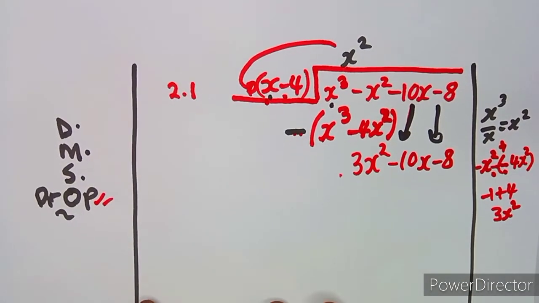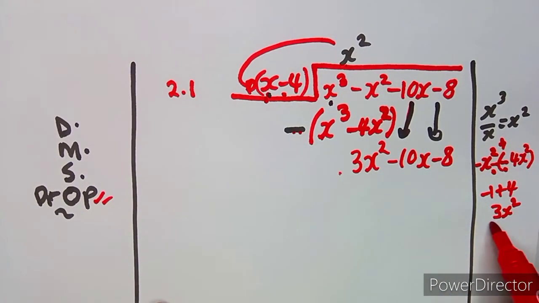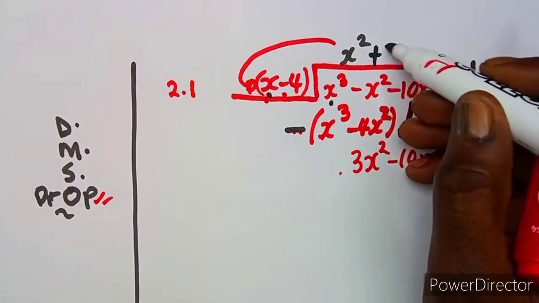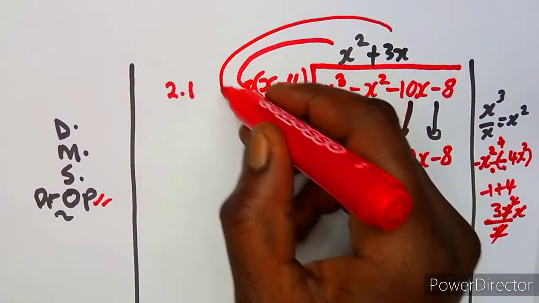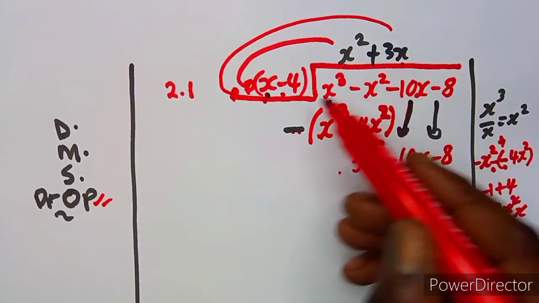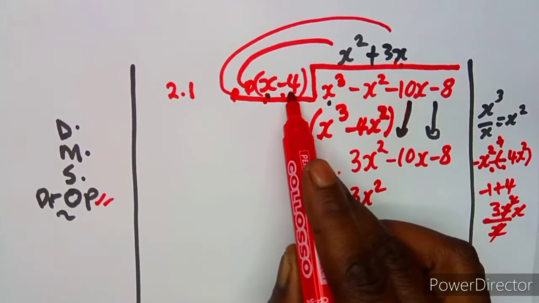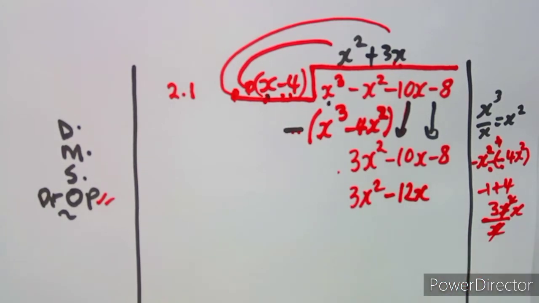We do the same. We repeat the stages. 3x squared divide by x. So it's 3x squared, this one, divide by x. So as we can see, x into x squared, you're going to remain with x. So it's going to be plus 3x. So we're going to have plus 3x here. It multiplies back everything on this part. So it's 3x times x, which is 3x squared. 3x times minus 4. 3 times minus 4 is minus 12, but there is an x there.